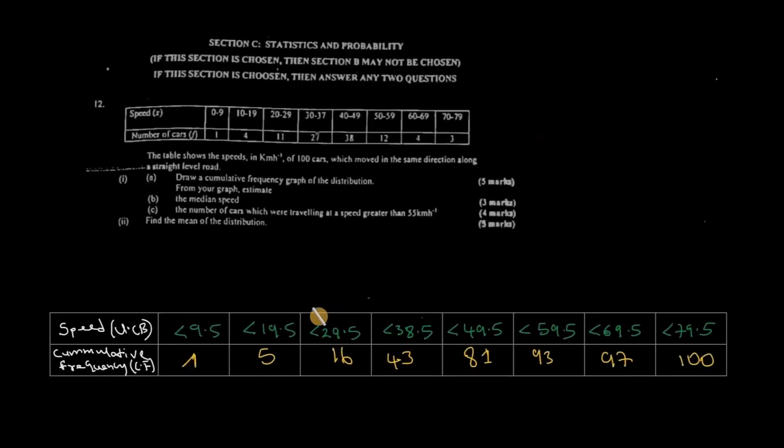Let's decide the scale on the x-axis. If you look very well, you will see that most of these intervals, from 9.5 to 19.5, the interval is 10 units. From 29.5 to 38.5, the interval is 9 units. That's 38.5 minus 29.5 is 9 units. From here to here is 10 units. From here to here is 10 units. See, most of the intervals are 10 units. So we are going to choose our scale to be 10 units from one value to another.